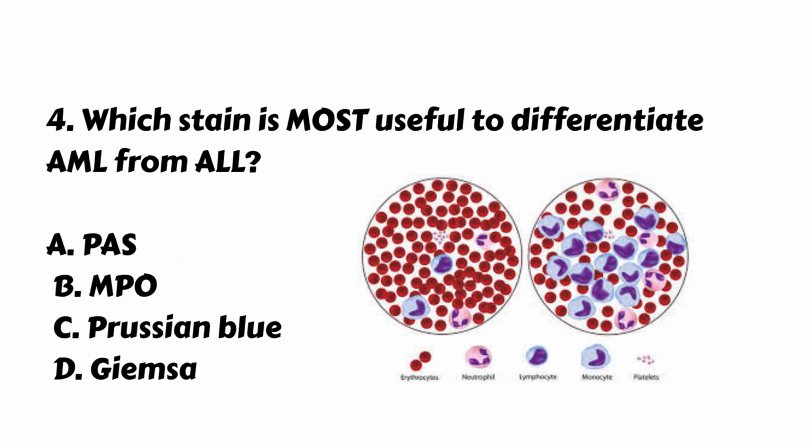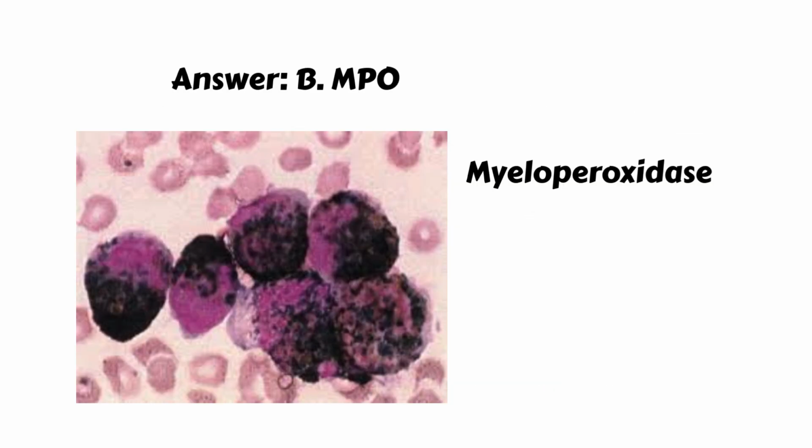4. Which stain is most useful to differentiate AML from ALL? A. PAS, B. MPO, C. Prussian blue, D. Giemsa.